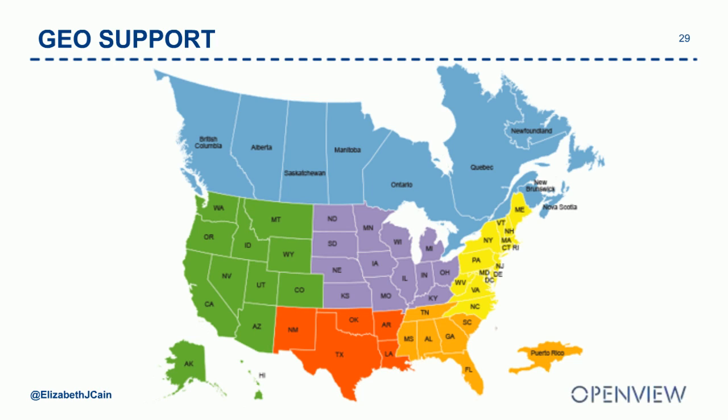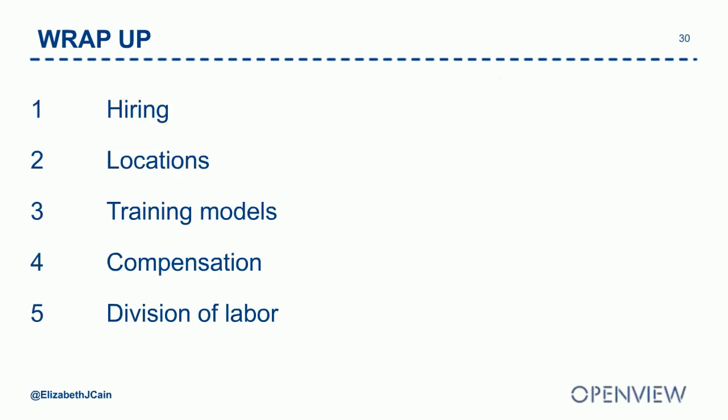Well, Mark, this is actually kind of the wrap up for me. So I think we went through these 5 key areas between hiring, locations, training models, compensation, and specialization. And from my perspective, like I said, I don't think there's a template here. I don't think there's one way to do it.